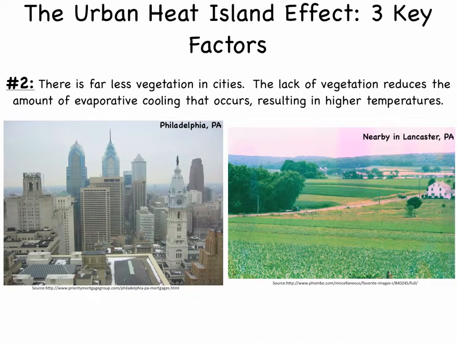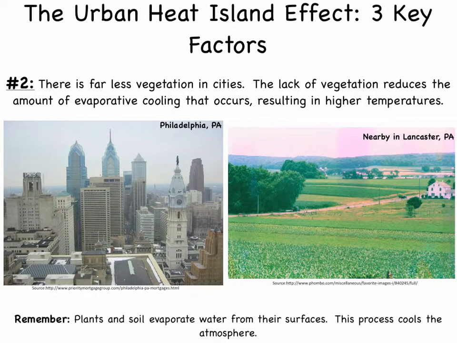The lack of plants and soil in urban areas is important because these surfaces evaporate and transpire water back into the atmosphere, a process which actually cools surface temperatures. With the lack of much vegetation in cities, this cooling does not take place and causes cities to be significantly warmer than surrounding areas.